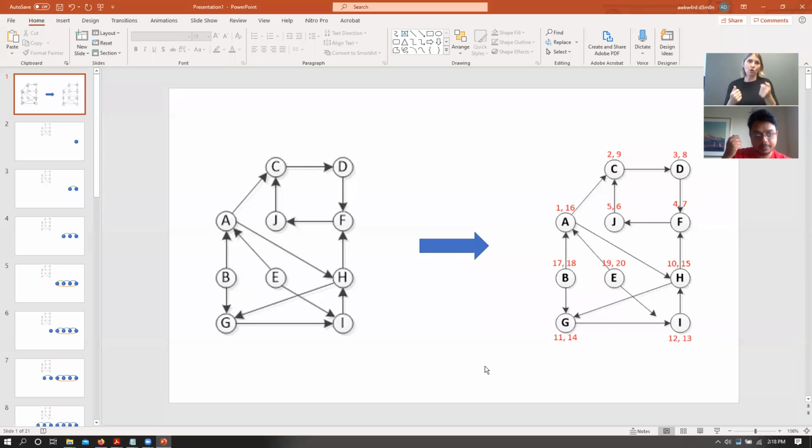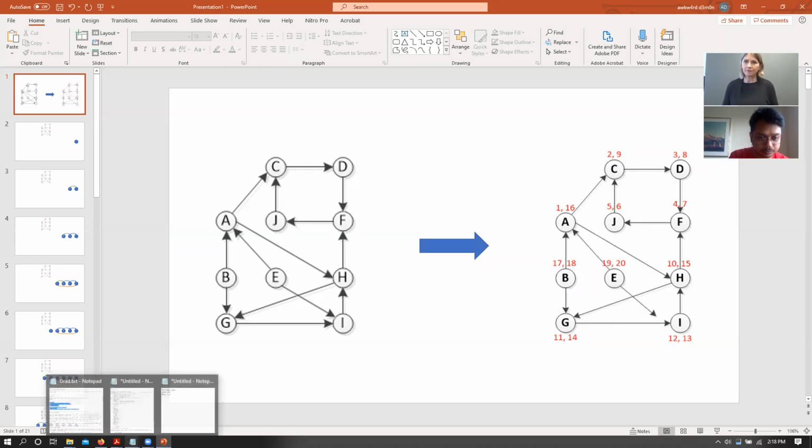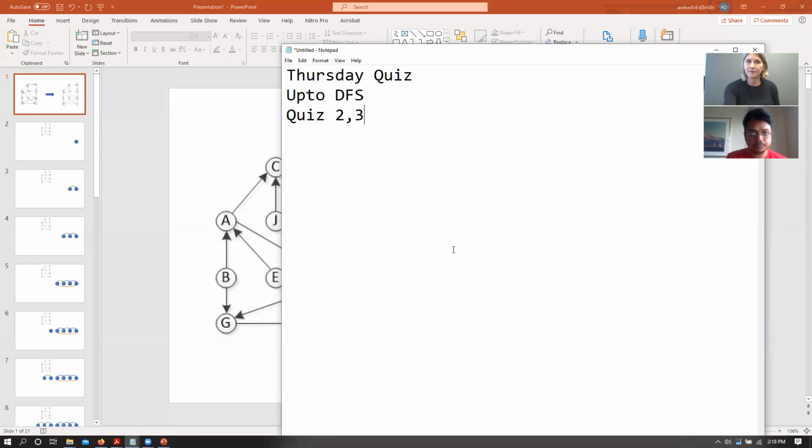So let me ask you one question first. Does this graph have a cycle? I mean, first things first, would DFS stop if I run this DFS program on this graph? Yes or no? Would DFS work with cyclic graphs?